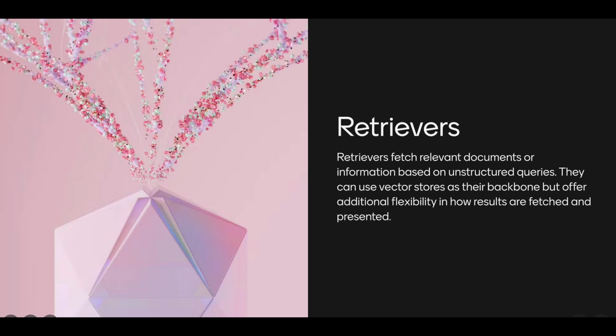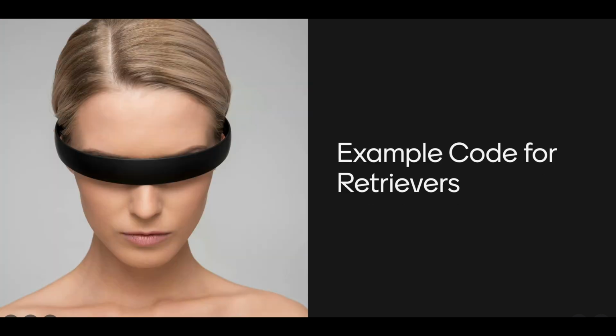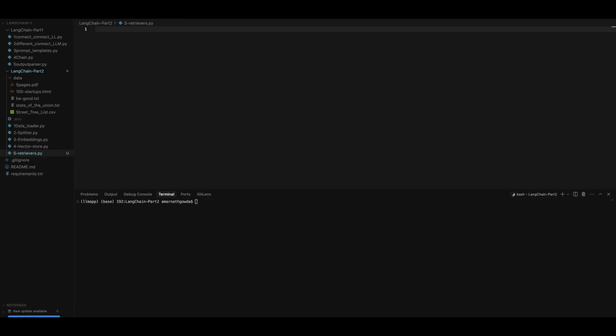Retrievers. Retrievers fetch the relevant documents or information based on an unstructured query. They can use vector stores as their backbone, but offer additional flexibility. Let's see a code example on this. Now we'll explain how this code loads the text file, breaks it into chunks, converts it into embeddings and stores it in the vector database, and answers a question from it using similarity search.